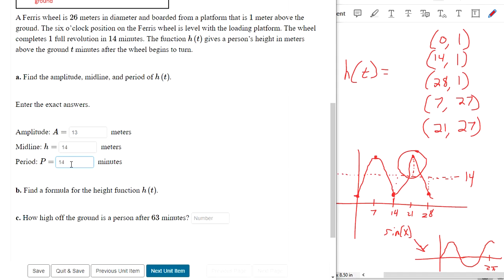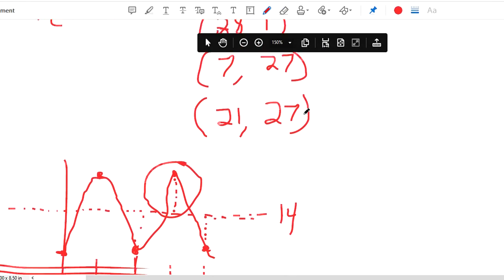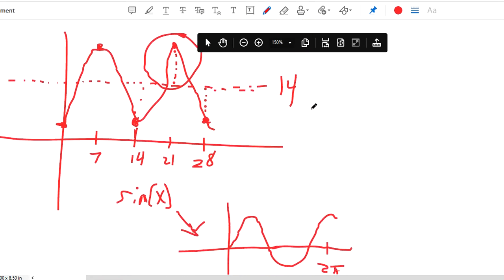Just checking all my numbers here. Okay, yep. So we're supposed to find a formula for the height function, h of t. Let me make this a little bigger. Now we got some data. We're looking at the graph a little bit. We've got some ideas for the midline.